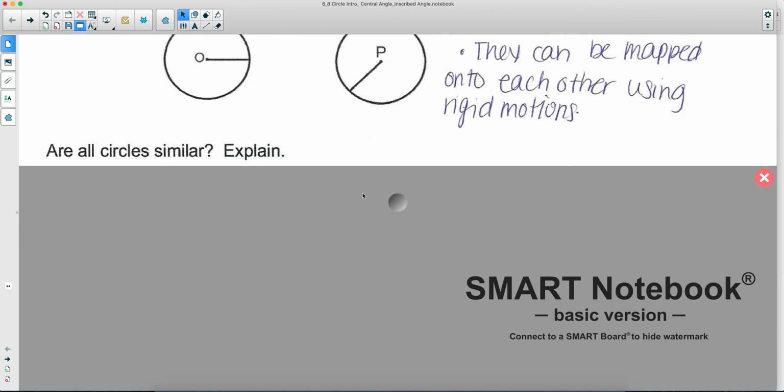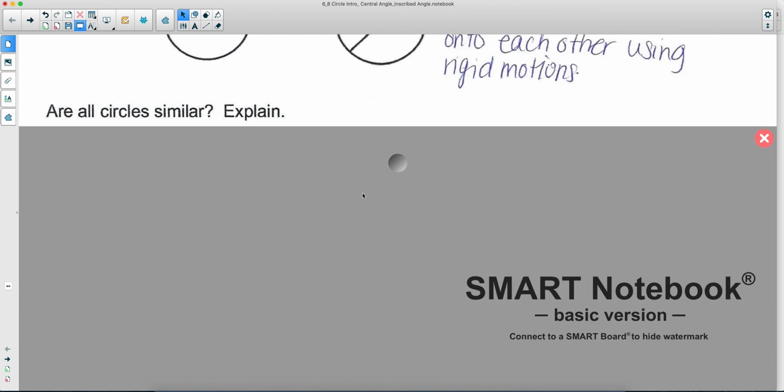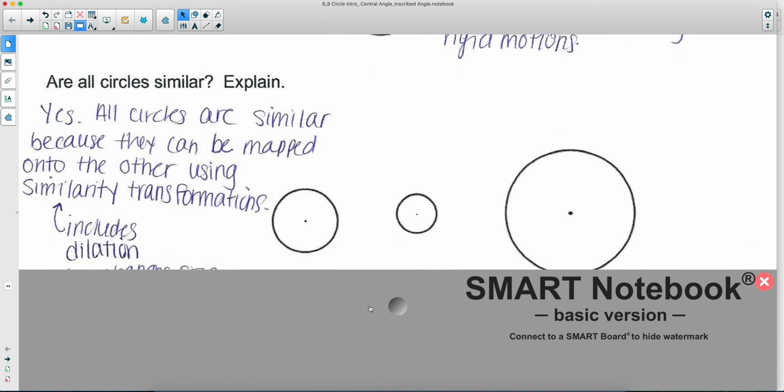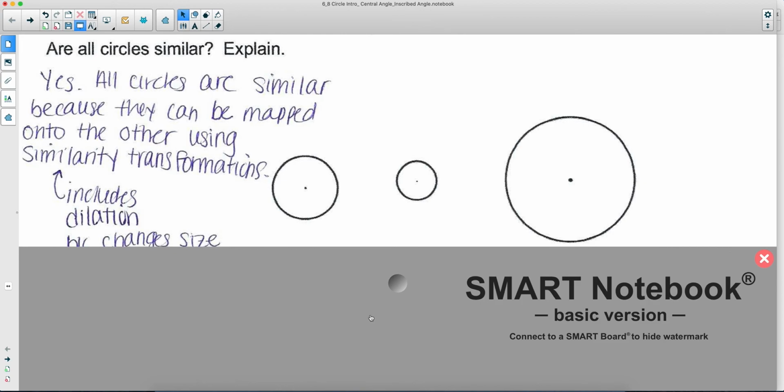Now, are all circles similar? I know on your paper you have some circles, and I just want you to think about that for a second. Are all circles similar? Hopefully you're saying yes. If I ask you to explain why, you might say they're all circular, they're all rounded, and that's accurate. But in our geometry class, what we say is that all circles are similar for the mere fact that they could all be mapped onto one another using similarity transformations.